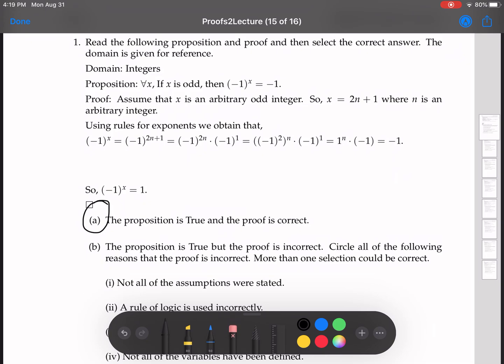And then this last, well, second to last, I guess. -1 squared is 1, so that's why we get the 1 to the n there. And 1 to the n is 1. 1 times negative 1 is negative 1. That's how we get that. Okay, so those are correct. And then just in conclusion, concluding everything there.